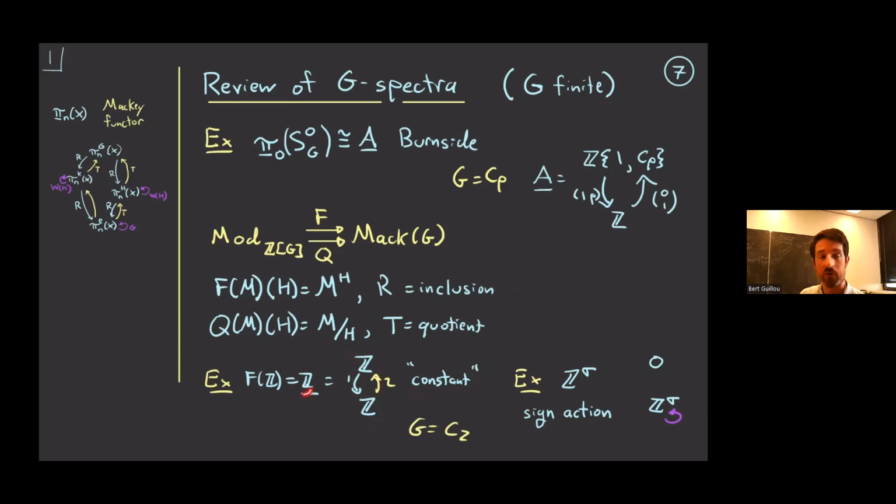I mean, you could really do this with any abelian group. I chose Z because of its central role, but you always have this construction of what's called a constant Mackey functor, where the restrictions are always the identity.